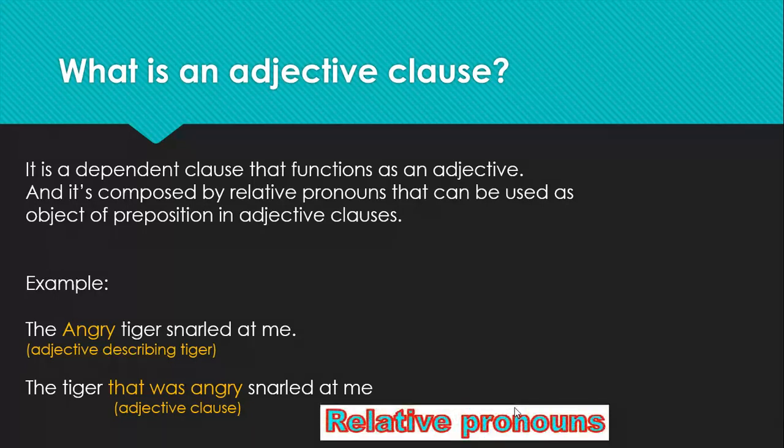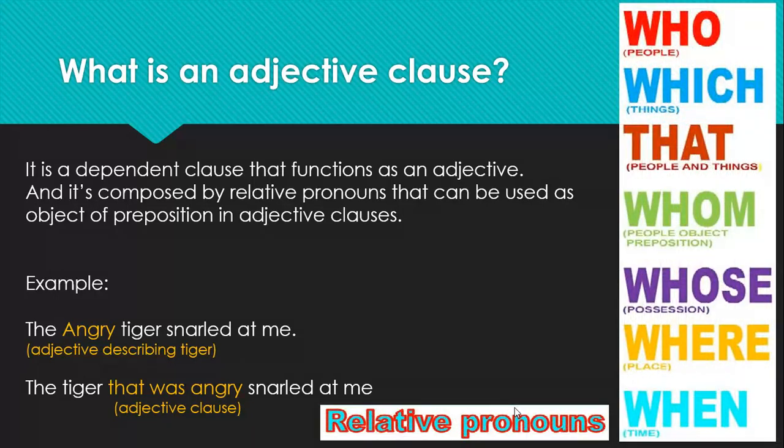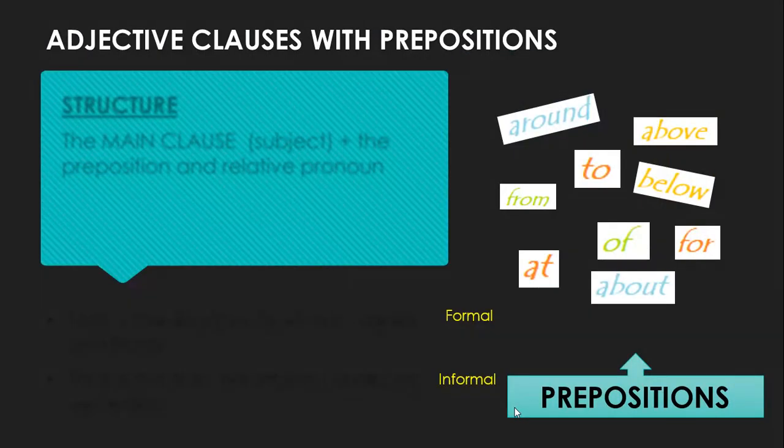We have here the relative pronouns: who for people, which for things, that for people and things, whom for people as object of a preposition, whose for possession, where about places, and when about time. Okay, so let's see adjective clauses with preposition.